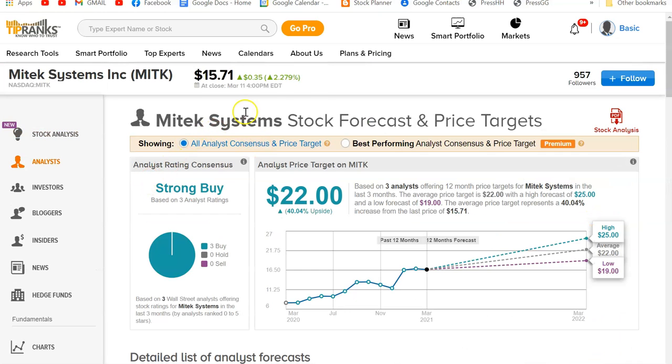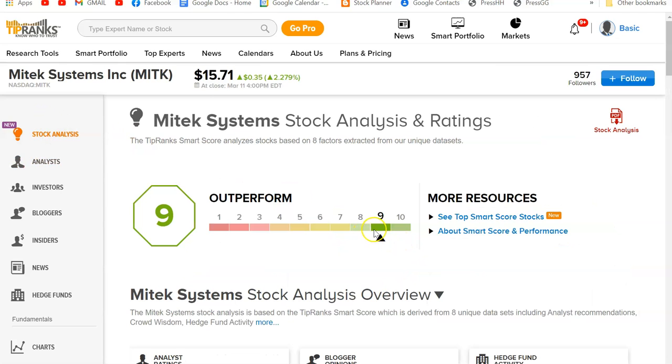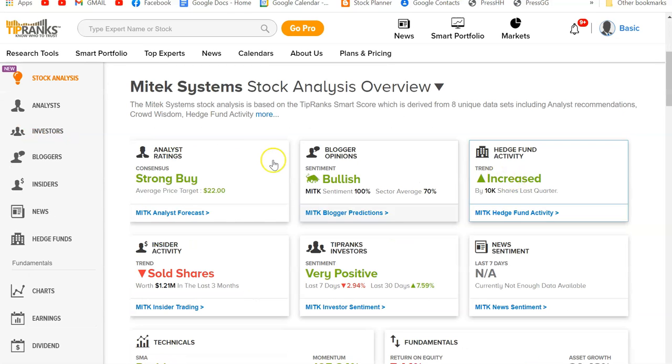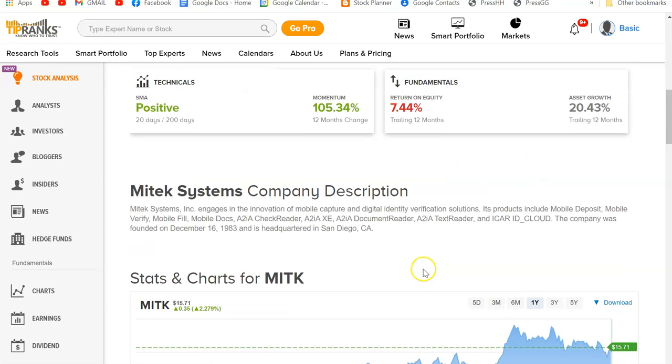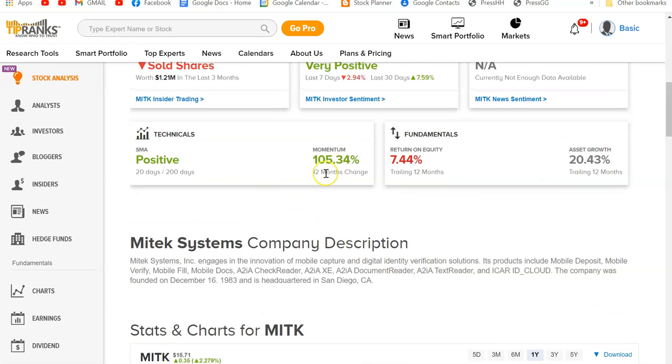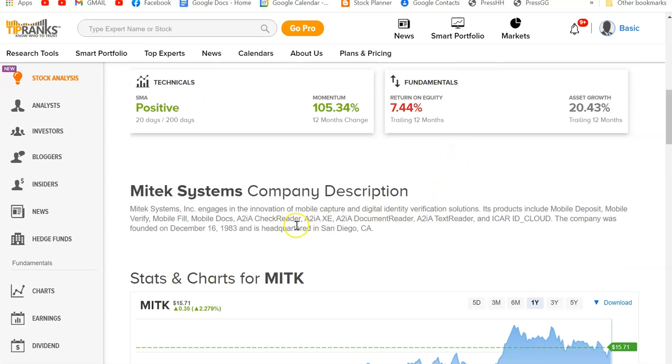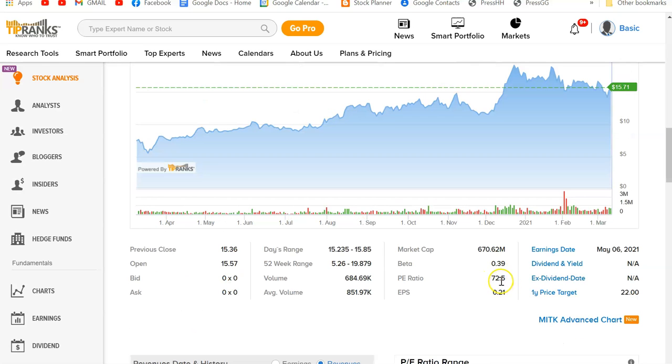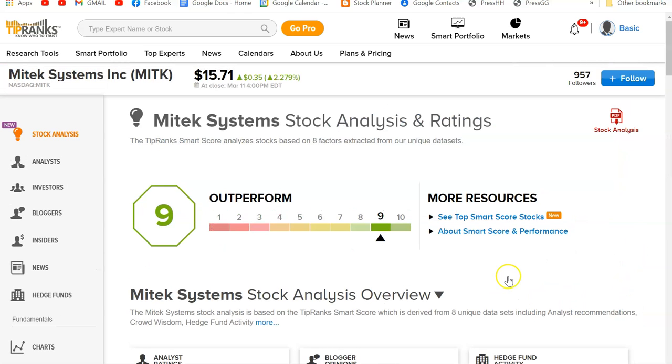MITK trading at 15, almost 16, and 22. That's some distance. That's good. Outperform. That's good because we're going in a positive direction. Hedge fund activity. That's good. Strong buy. Bullish. All that looks good. Technicals and momentum look in our direction. Fundamentals. This is a 5G stock. PE is positive. It's profitable. Earnings date is early May. Okay, there. Price target. Let's see how it looks tomorrow. MITK for a buy. Option play.